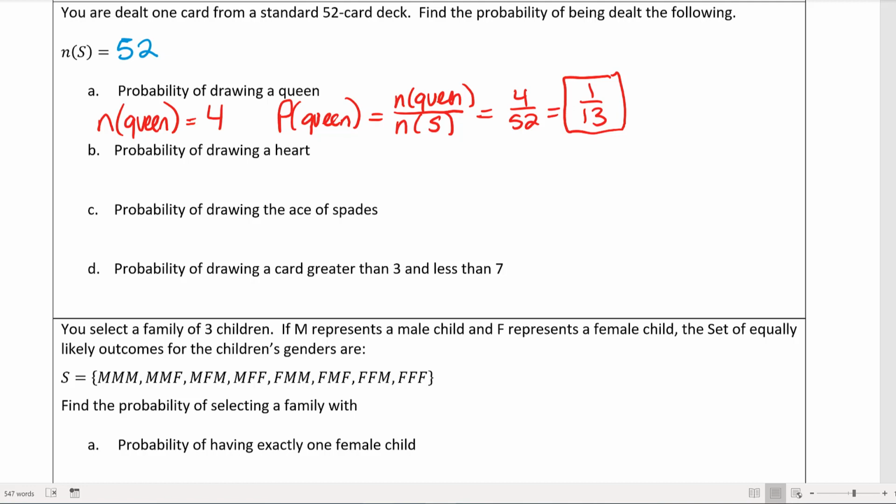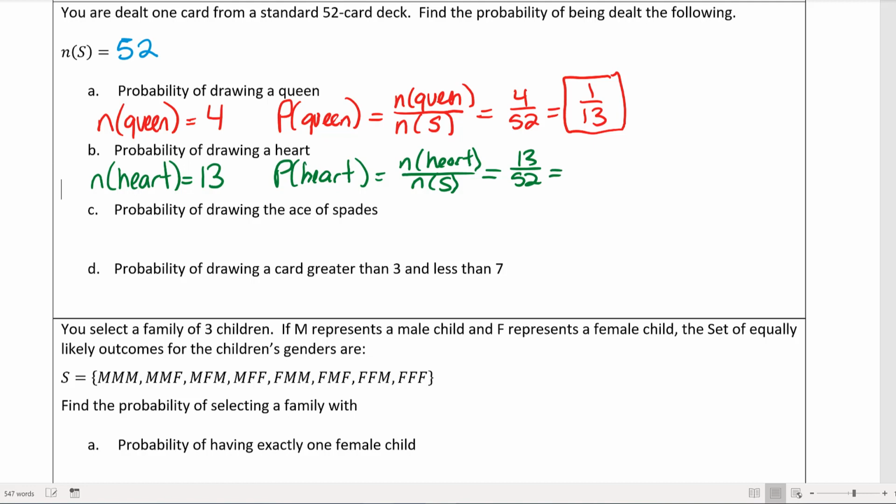Next, we're looking for the probability of drawing a heart. If you look back at that other page, how many different ways could we pull a heart? Well, there are 13 different hearts, ace through 10 and Jack, Queen, King. That's 13 different heart cards. So the probability of pulling a heart is the number of ways we could pull a heart divided by the number in the sample space. So that's 13 out of 52, which reduces to 1/4.